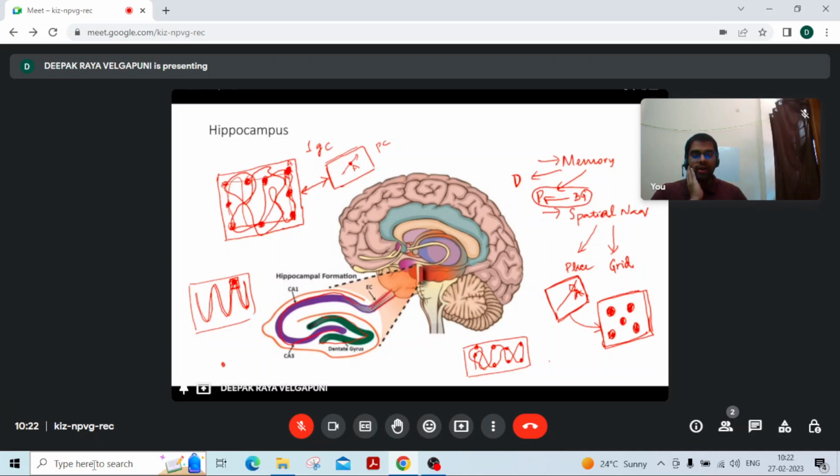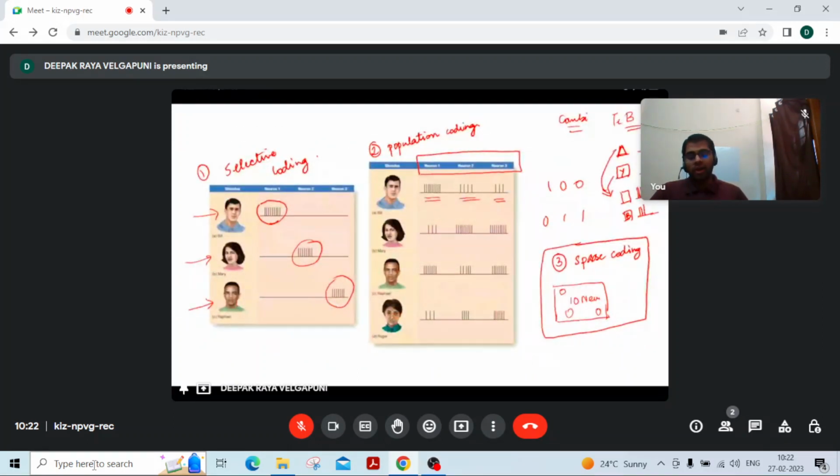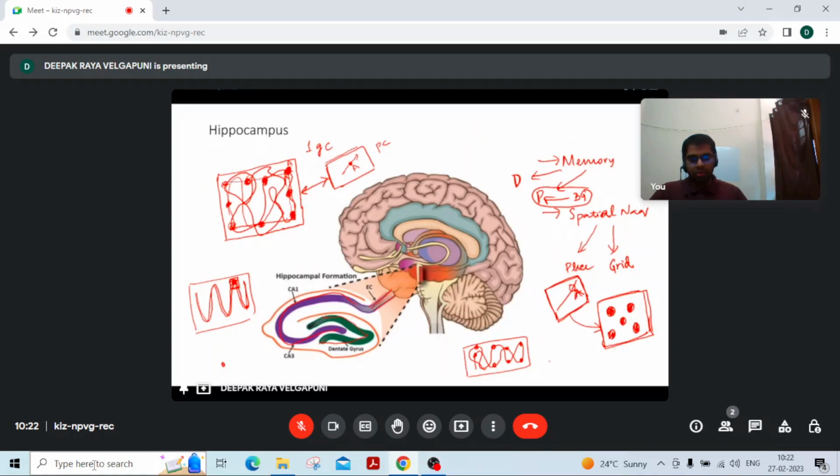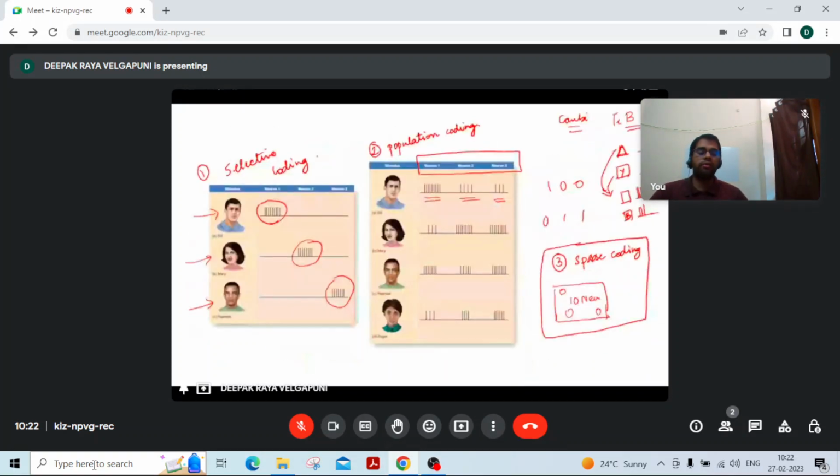So there are different types of memories, and how the memories are encoded we'll discuss in the next lecture. So this is about the function of the hippocampus. Now coming to the different types of coding, how the neurons encode information of the real world.